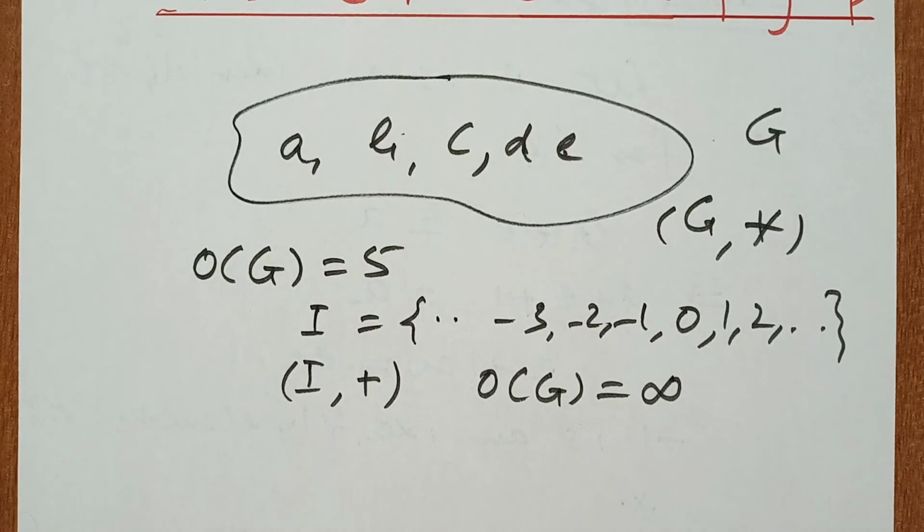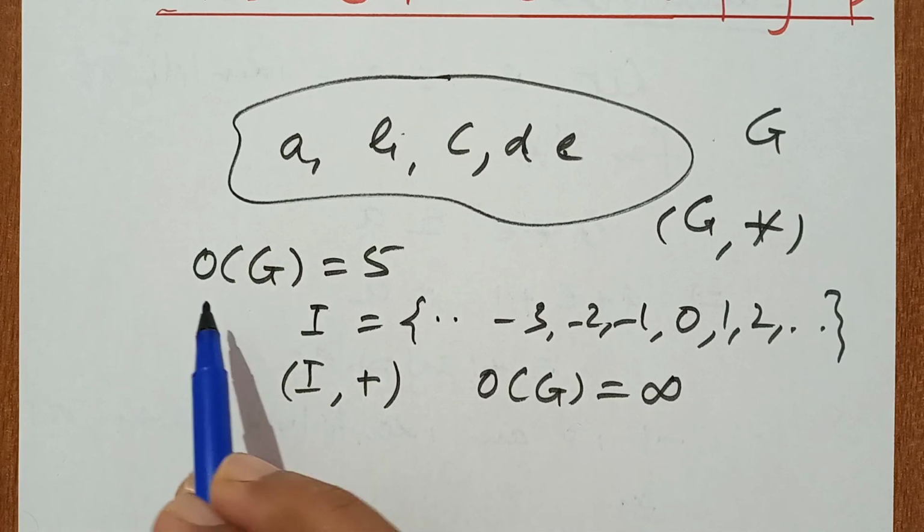Now I want to explain order of elements of a group. As you know, what is the order of group? The number of elements in a group is called the order of the group and is denoted by O(G).